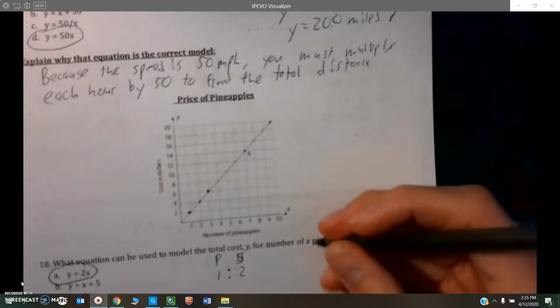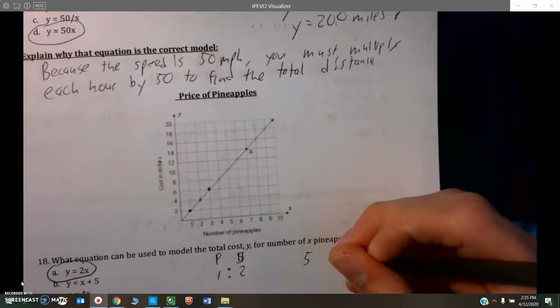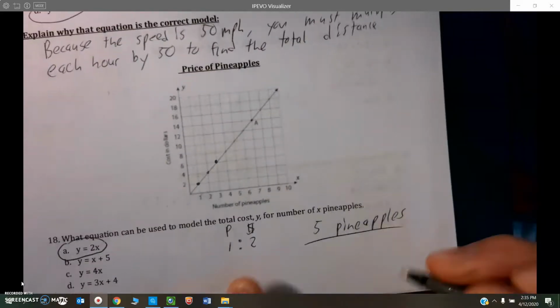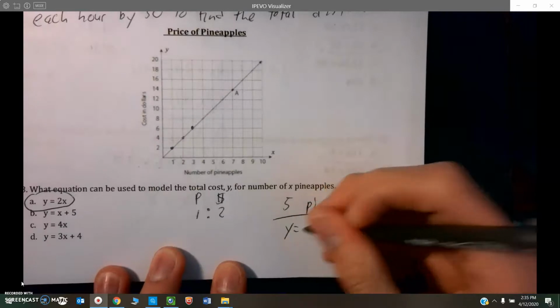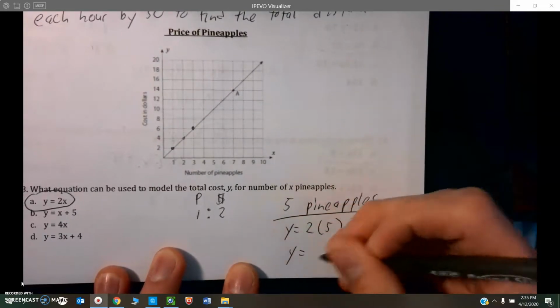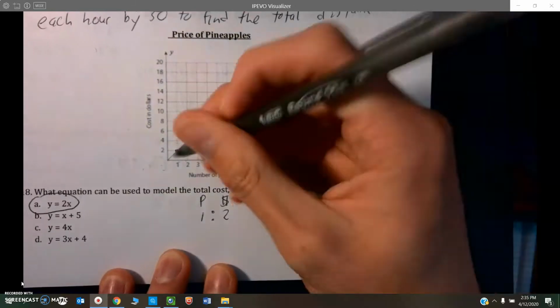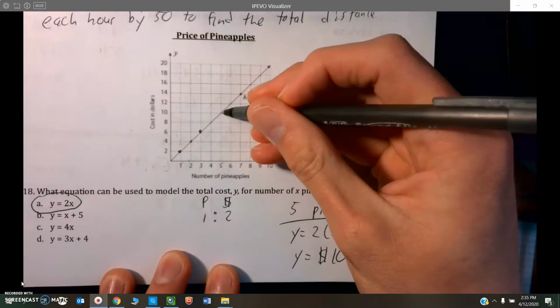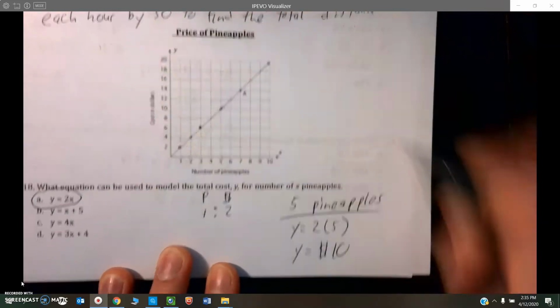So once again, let's say I want to find the price of 5 pineapples. I would substitute 5 in for x. And that would be $10. And is 5 pineapples $10? Yes, it is. So this is the correct equation.